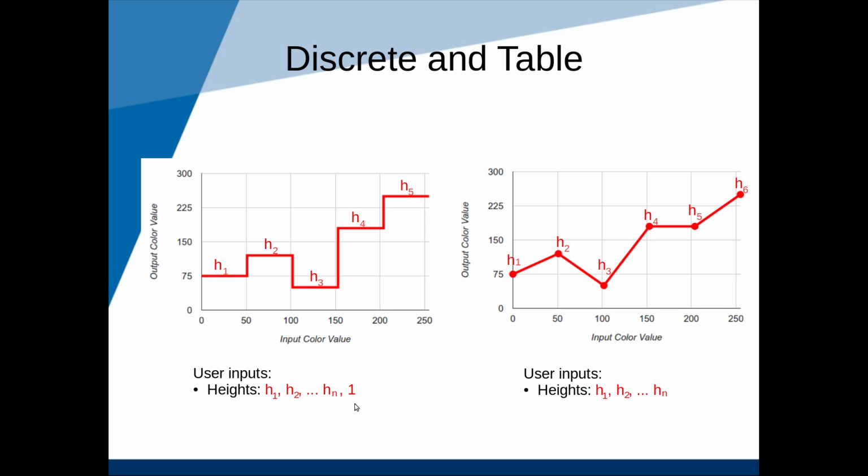In the case of discrete, I should start specifying the first height, then the second, then however many I want, and I should always end by typing 1. This one doesn't really have any effect on the function, only to let us know that the function is over. As for specifying the table inputs, we just specify the number of heights.